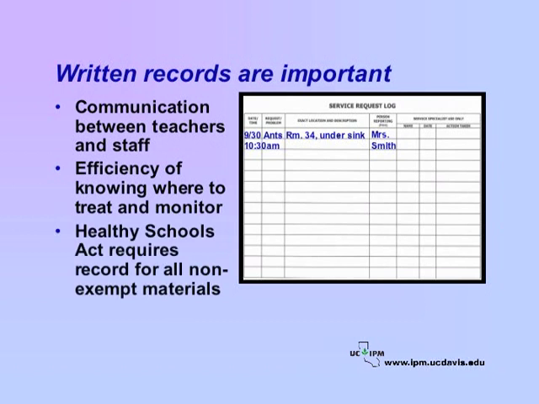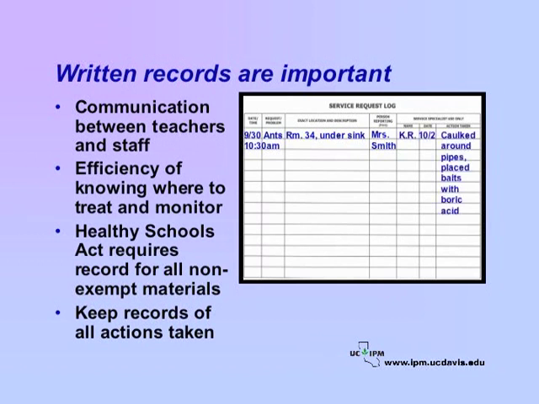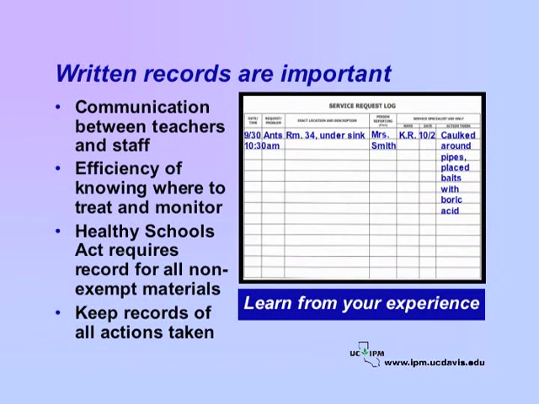The Healthy Schools Act requires a treatment record for all pesticides other than exempt materials. It is also a good idea to keep records of all other management actions you take. For each action, record the date and the method of management used. If you apply baits, note the material you use and where you place them. Follow up on all management actions and record the result. Learn from your experience. Successful treatments can be repeated.